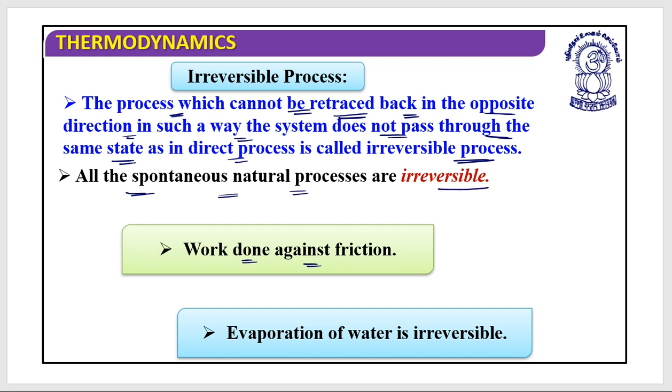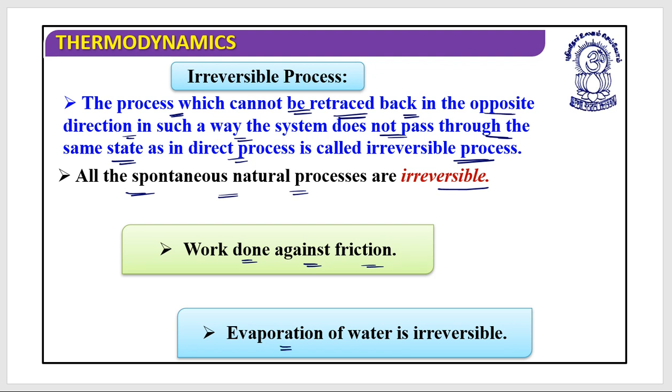Let's look at the work done against friction. When you work against friction, it develops heat energy, and there is a loss of energy at a certain stage. When that amount of energy has been lost as heat, produced against that work done, no heat can be recovered back, and that energy is wasted. So this kind of process is irreversible.